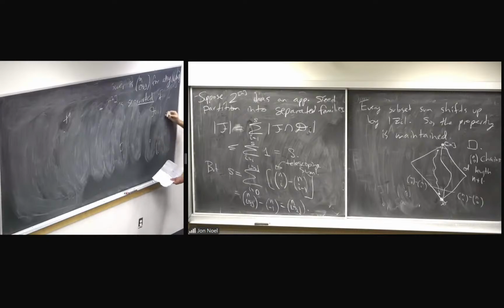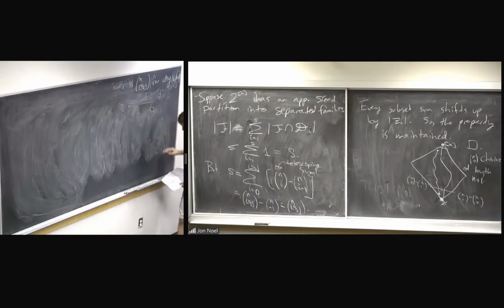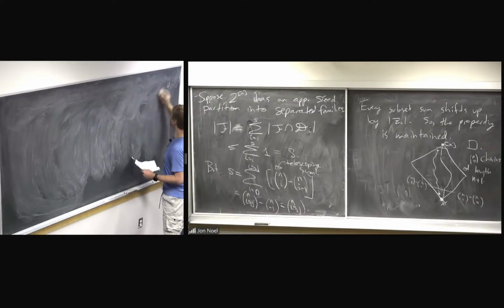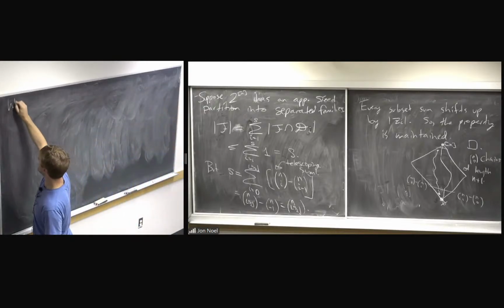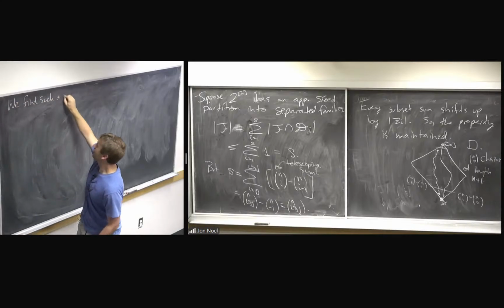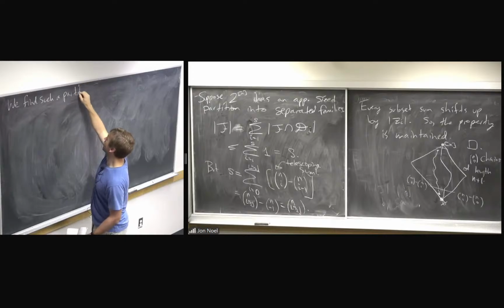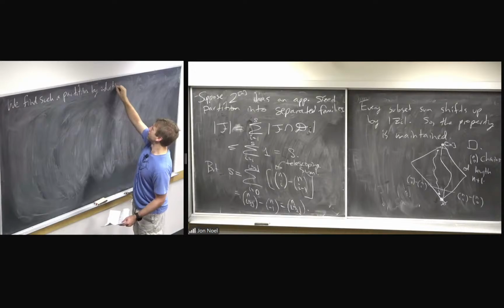And you'll see in this proof that we need something about norms, but it's so minimal that it doesn't matter what the norm is, really. So we find such a partition by induction on n.